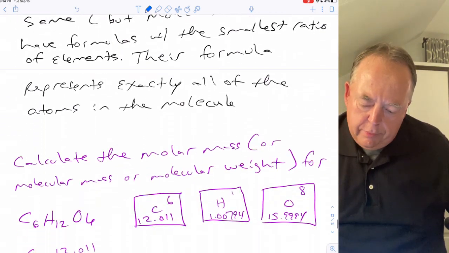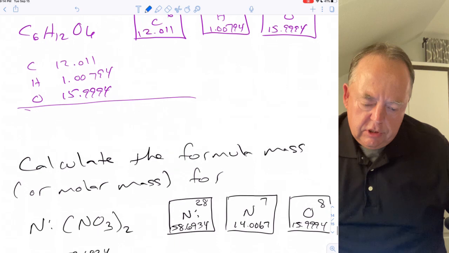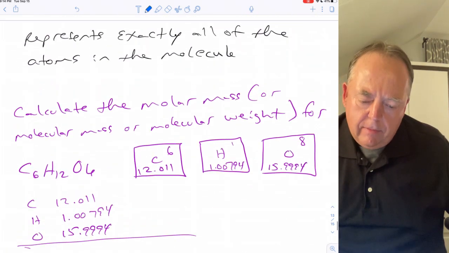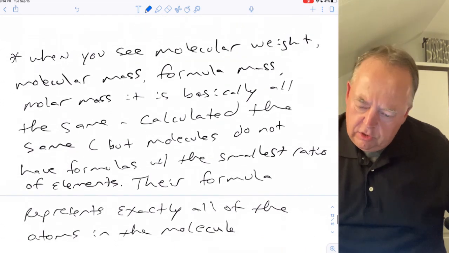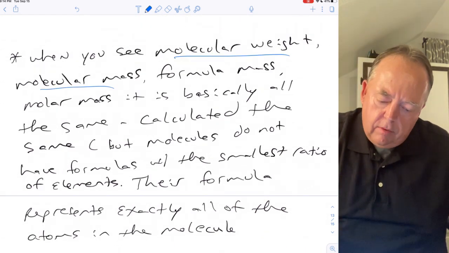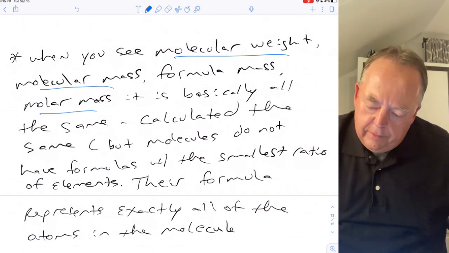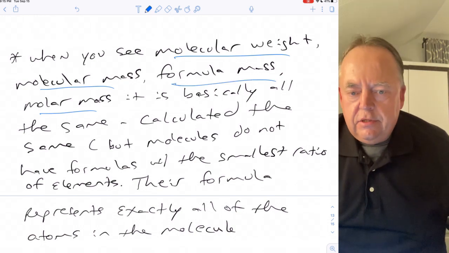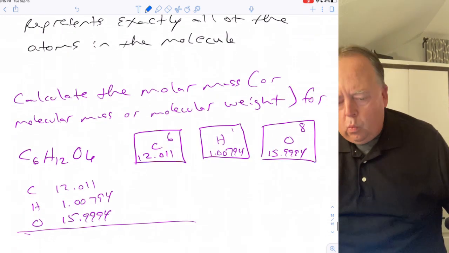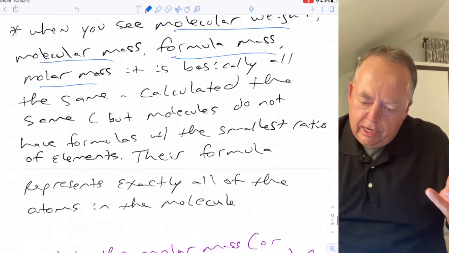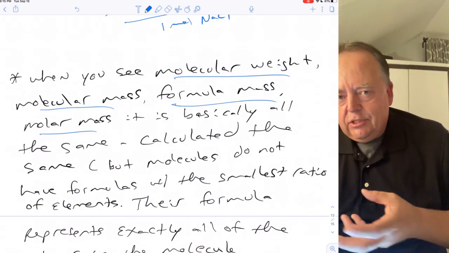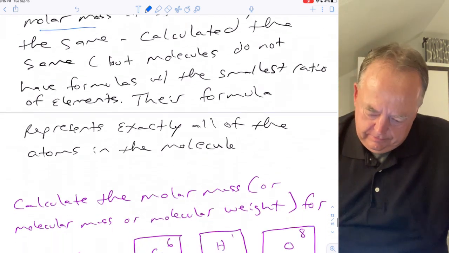Okay, so 2 more examples. We'll do this for glucose, C6H12O6, and for nickel(II) nitrate. Let's calculate their molar masses. So when you see molecular weight, molar mass, molecular mass, or formula mass, it's basically all the same calculation. It's just that molecular weight and molecular mass are used for molecules, and formula mass is used for ionic compounds.